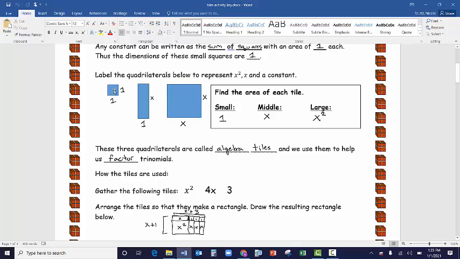These 3 figures right here are so popular, we call them algebra tiles, and we actually use them to help us factor trinomials. It gives you a visual representation of what exactly is taking place when you factor a trinomial.